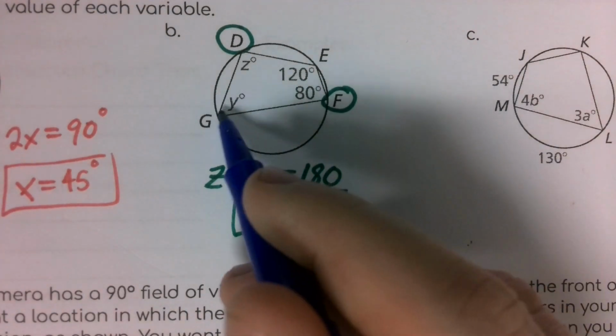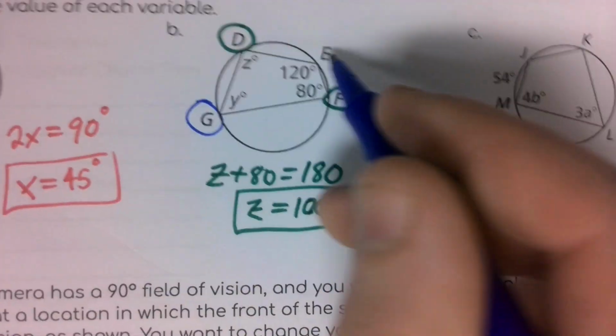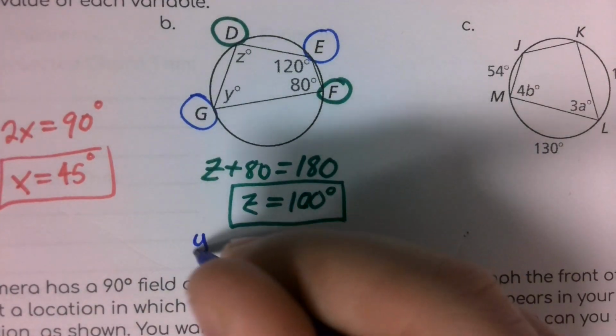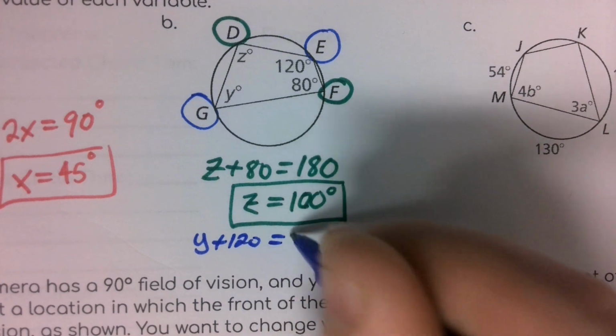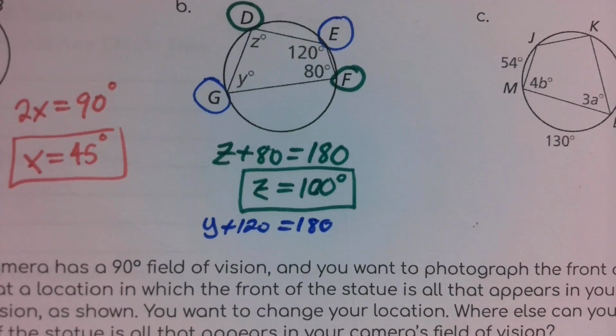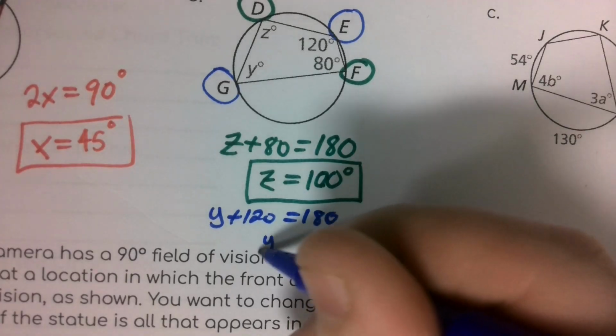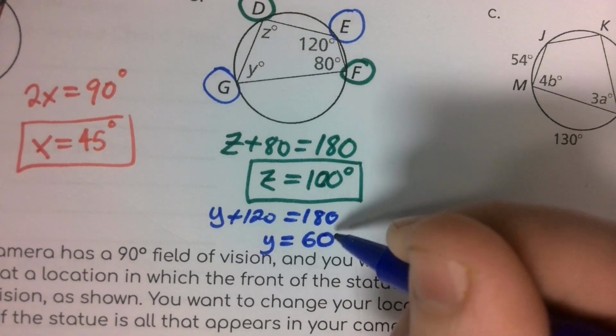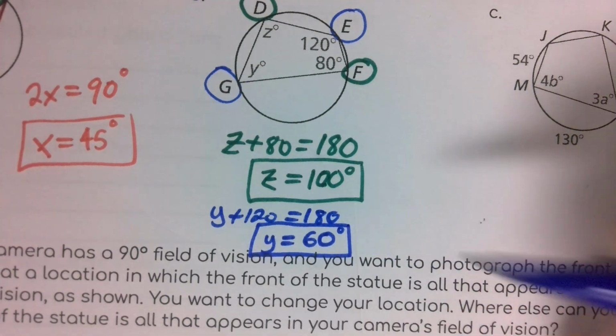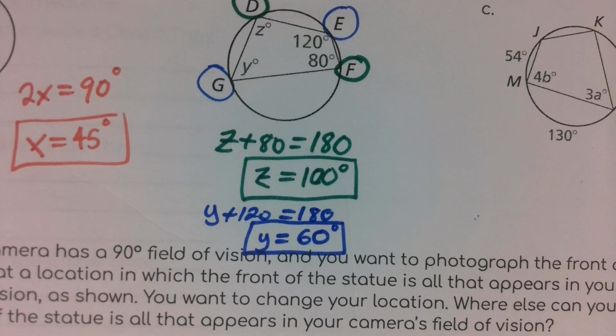Similarly, we can find y by saying that y and 120 are supplementary. Y plus 120 equals 180. So then, y equals 60 degrees. Very nice.